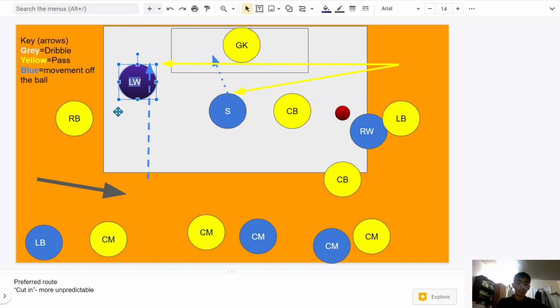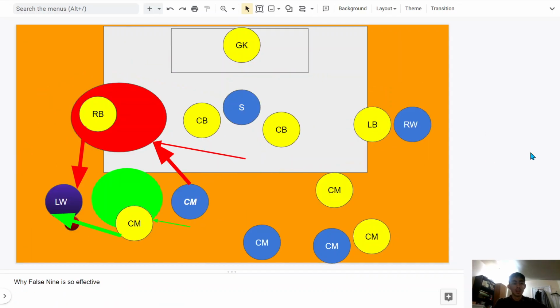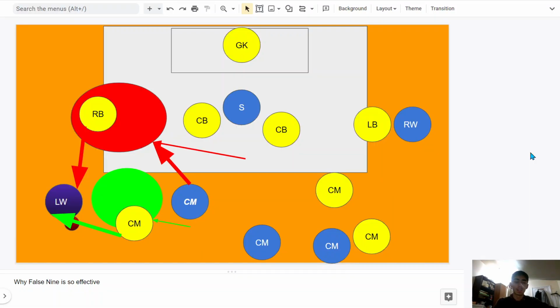That is one thing that I forgot to mention that false nines can do effectively. Of course, correct me in the comment section if I made any mistakes. So that's why the false nine is very effective, perhaps even more effective than your normal wingers.